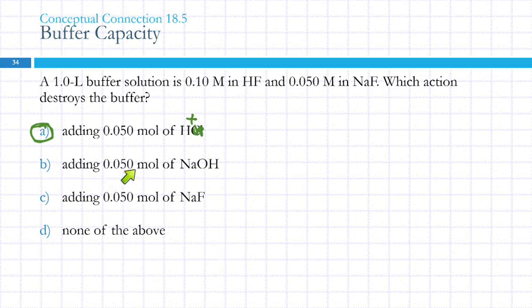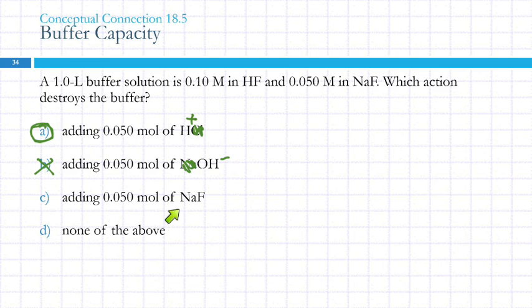What if we add the same amount of sodium hydroxide? Again, we're not interested in the sodium, we're interested in the hydroxide. The hydroxide reacts with the HF. 0.05 moles, 1 liter of 0.1 molar. This has 0.1 moles. If we neutralize some of this, we still have 0.05 moles of it. So now the buffer's actually a better buffer because we'll have equal amounts, right? That's not going to destroy the buffer.